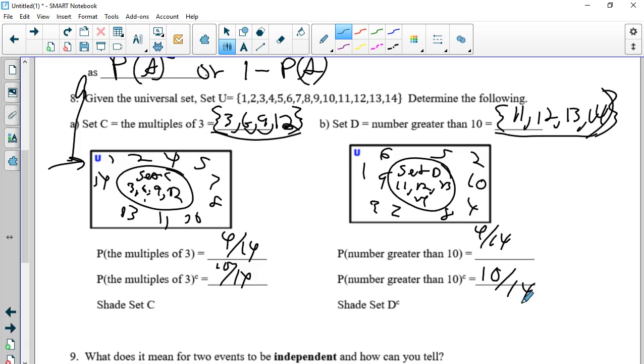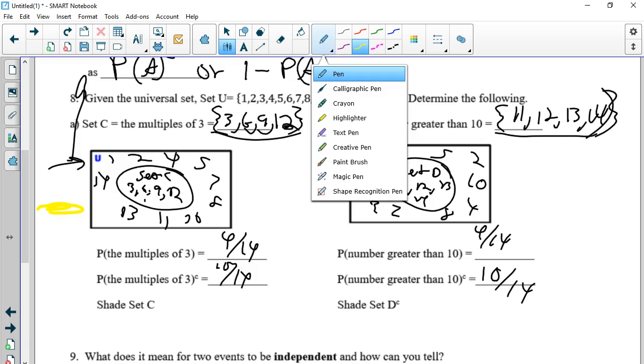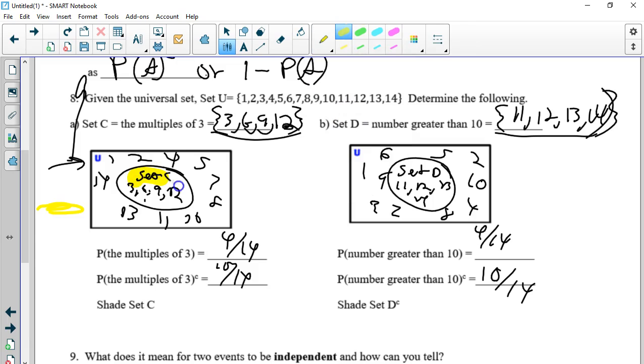Then it says shade set C. So you can do this with your pencil just lightly. I can't talk. Shade set C. That's very hard. No, I didn't mean to do that. That was not what I meant to do. I meant to use the highlighter, and that just painted it. There's a highlighter here. That's what I meant to do.